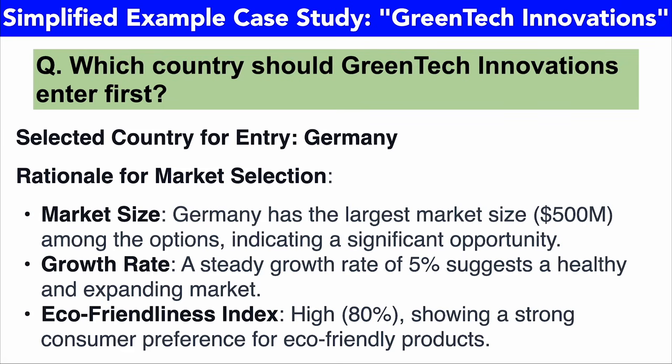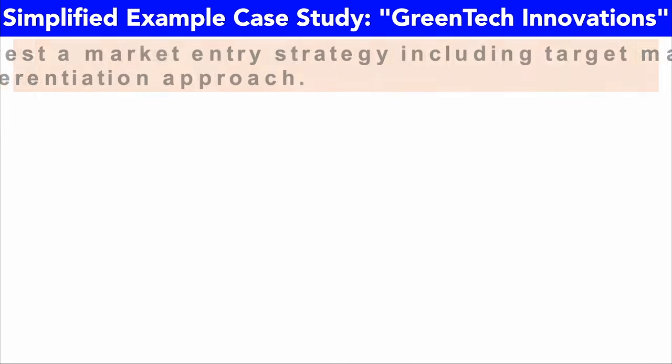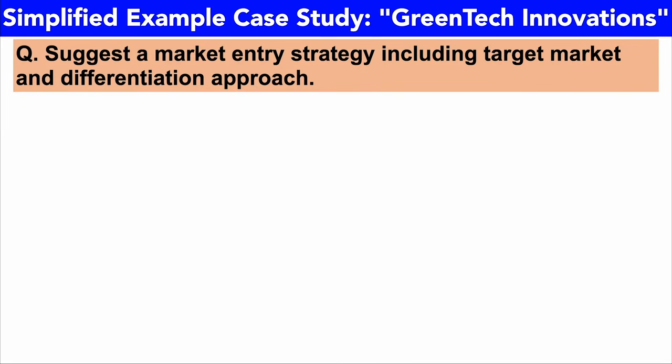I gave my answer clearly at the top, and then I backed it up with the rationale for doing so. The second question is going to take a little bit more detail to answer. So the second question was this: suggest a market entry strategy including target market and differentiation approach. So I'd first title my section Proposed Market Entry Strategy, and here are some of the actions and the areas that we could take a look at.